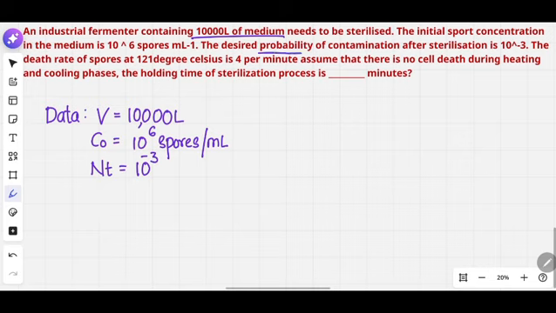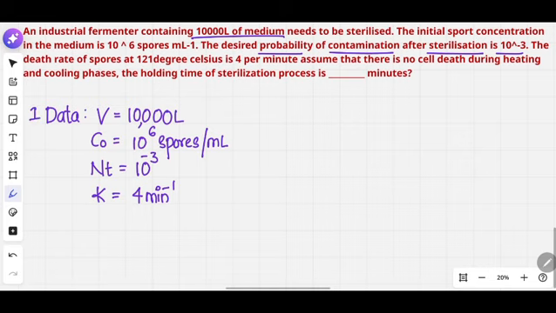The desired probability of contamination after sterilization is given as 10 to the power of minus 3. This represents the final acceptable number of survivors in the entire vessel. Also, they have given us the death rate constant, which is K, written as 4 per minute. This is the data we have.